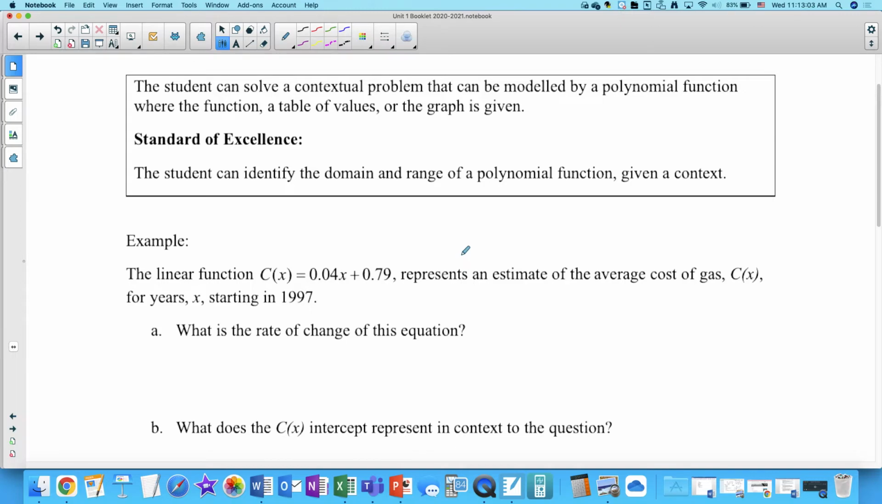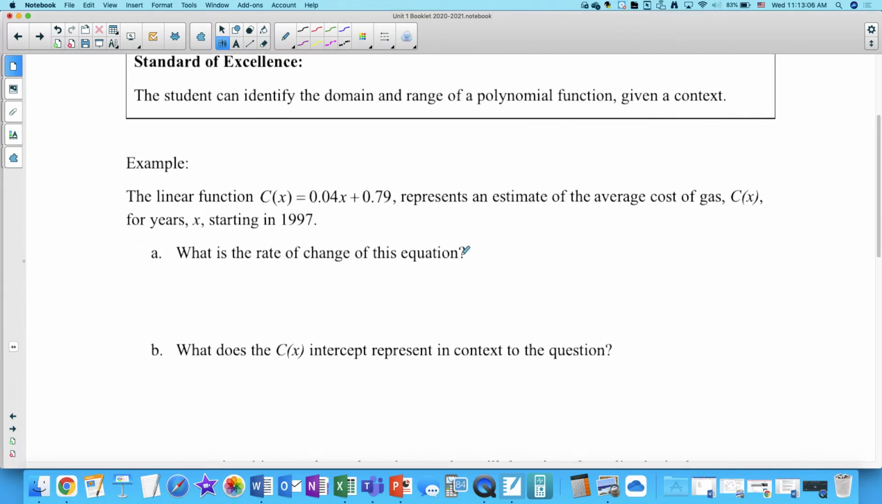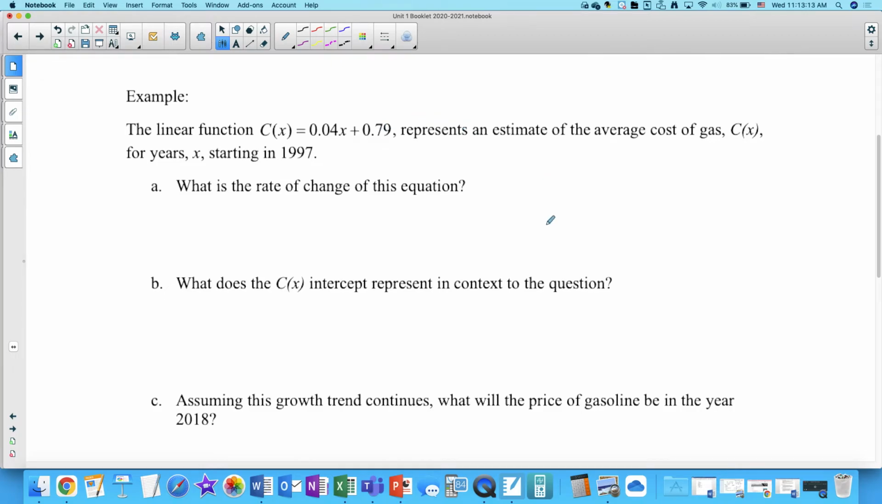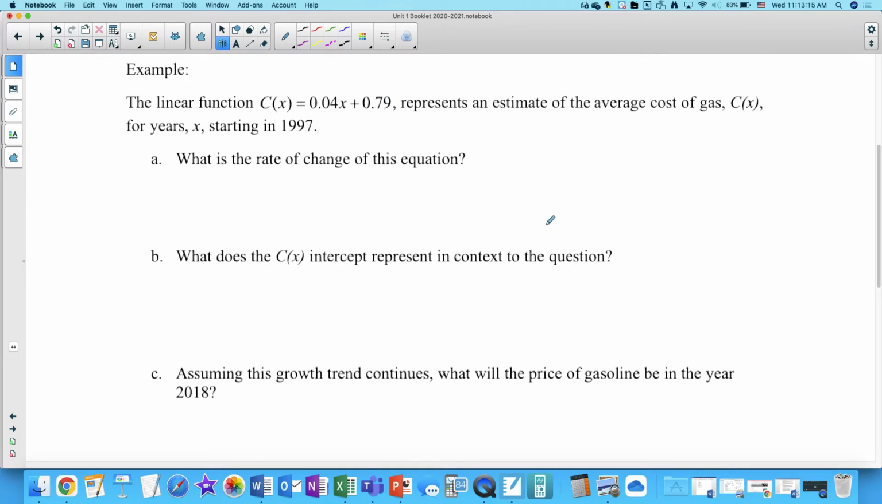Okay? So a linear function, c of x equals 0.04x plus 0.79, represents an estimate of the average cost of gas, c of x, for years x starting in 1997. Okay? So we're talking about cost of gas is c of x, x is the year. And x is not the actual year. x is the number of years from 1997.